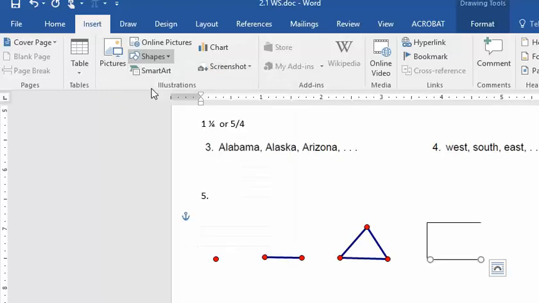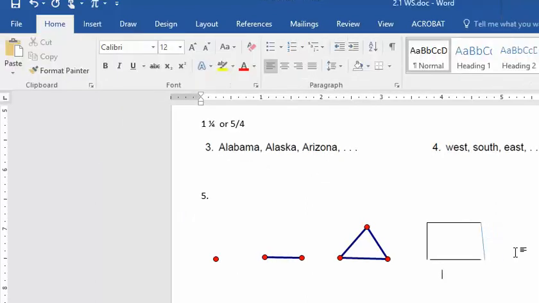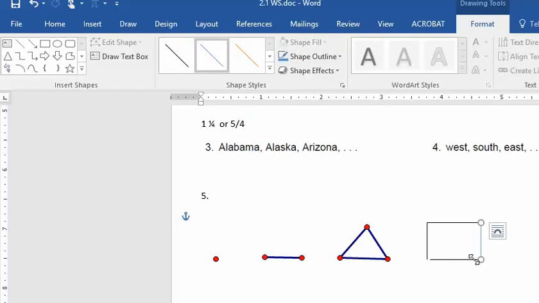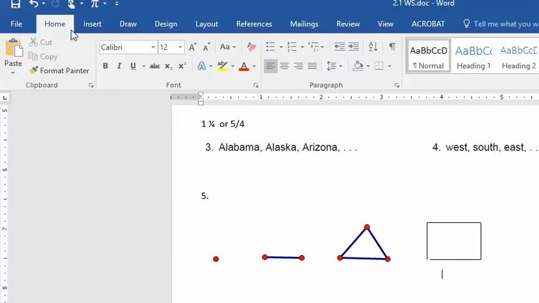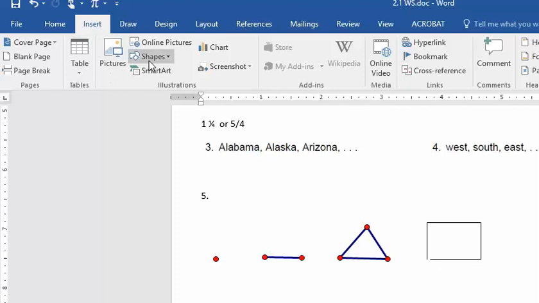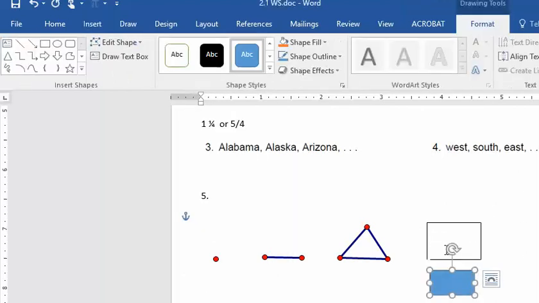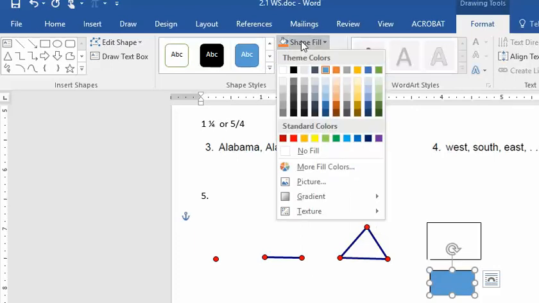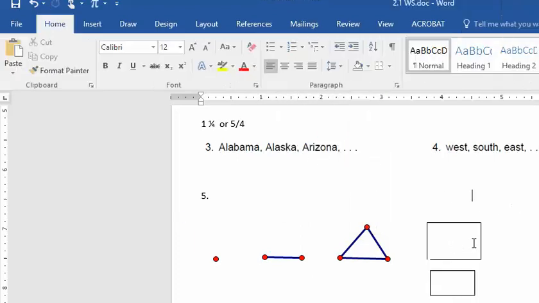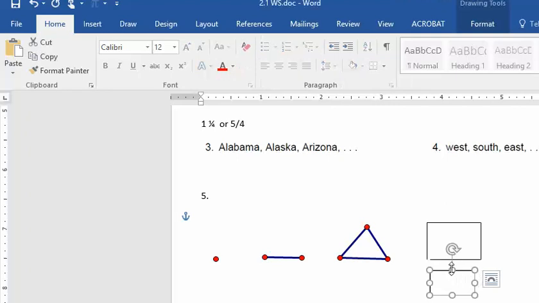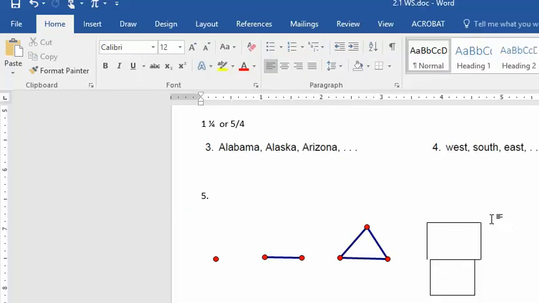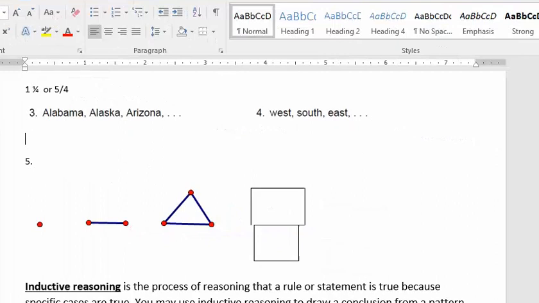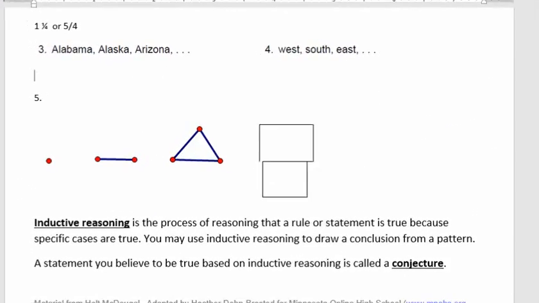Shapes there. Or you know what I should have done? That one's kind of crooked. I could have just inserted a square. That's what I should have done. This one is filled in and it shouldn't be. Let's see, it should be not filled in. There we go. So there we have a rectangle, or you could make it be a square if you wanted by dragging it. Okay, so you get the idea. Let me go back to the way I wanted this to be set up.